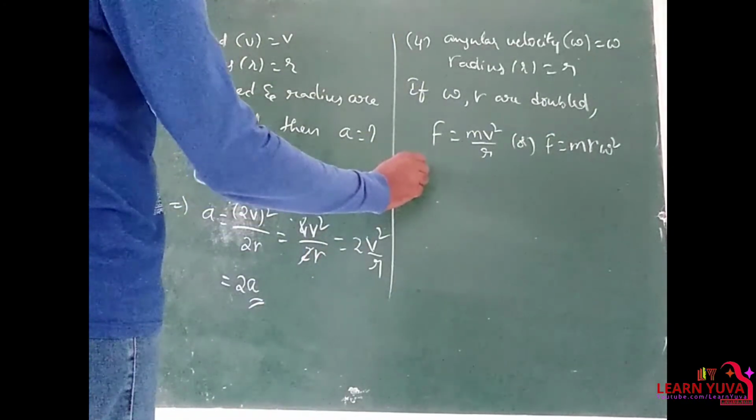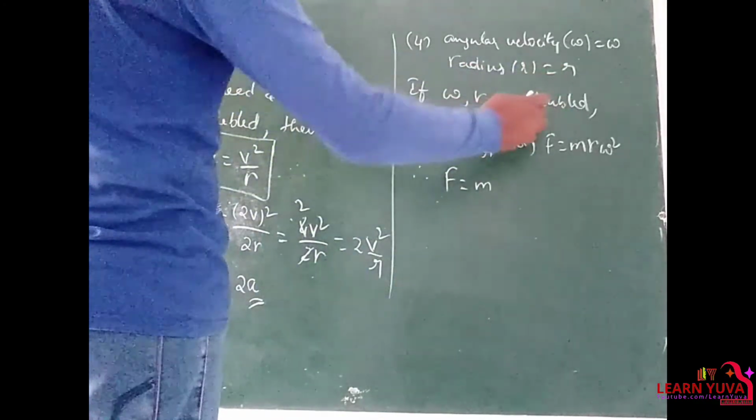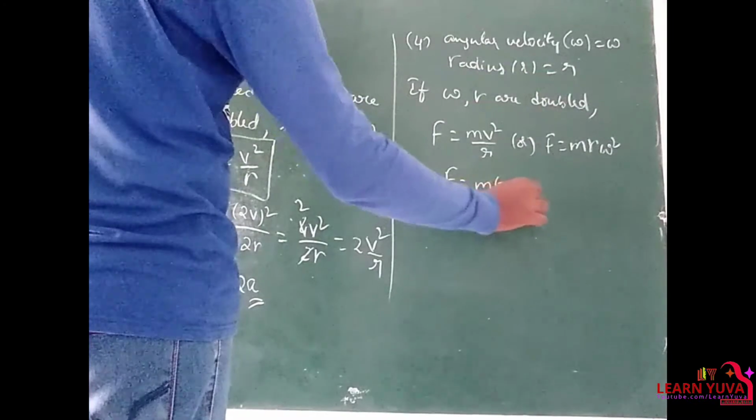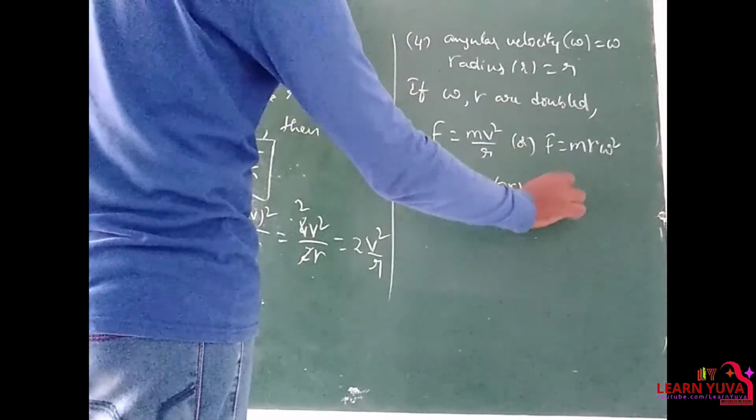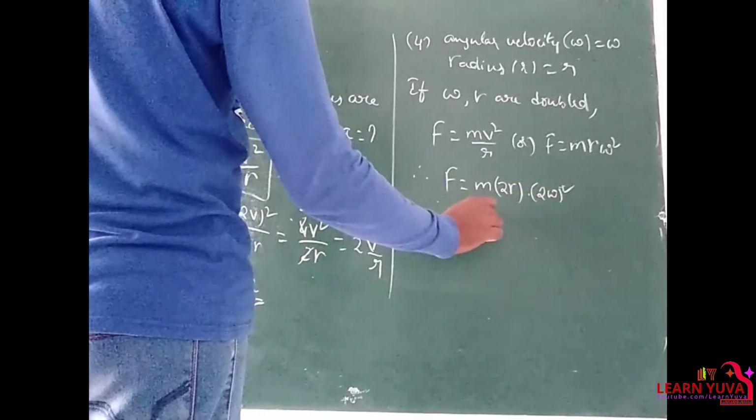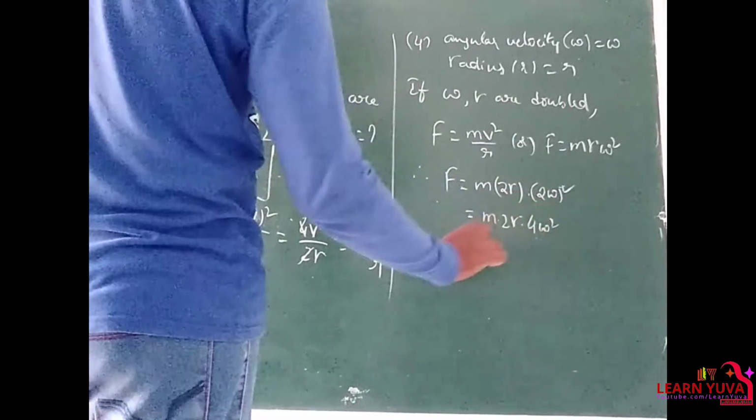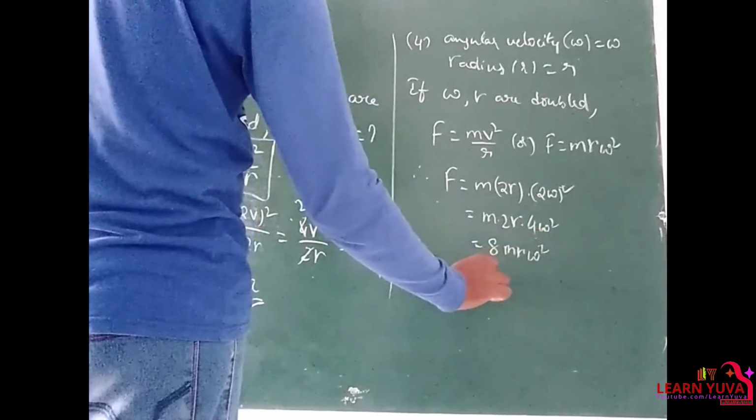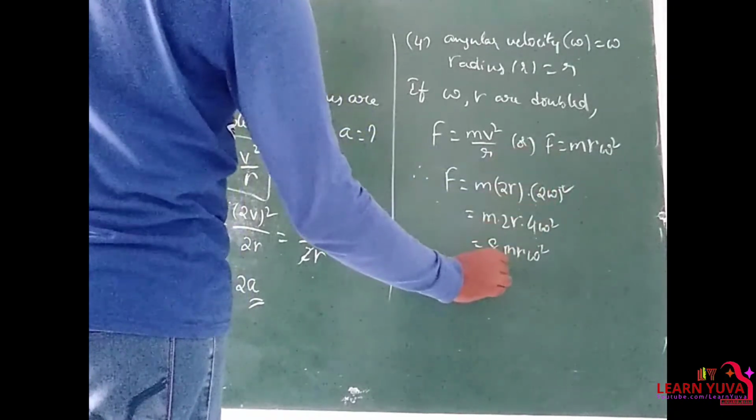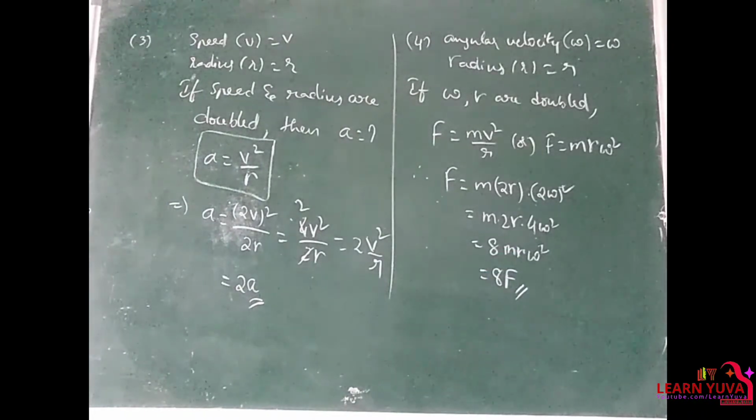Right? Therefore, F is equal to m into radius is doubled, so 2R, into omega square. Omega is also doubled, 2 omega square. That is equal to m into 2r into 4 omega square. 2 into 4, 8 mr omega square. So mr omega square is nothing but F. So 8F. So if radius and angular velocity are doubled, then the centripetal force will be 8 times increased.